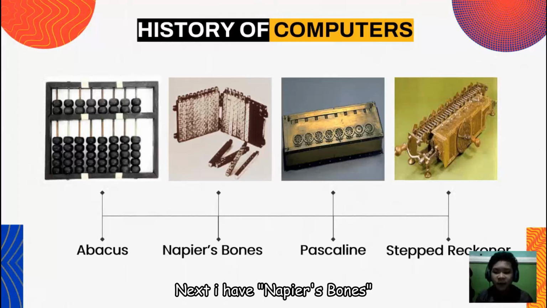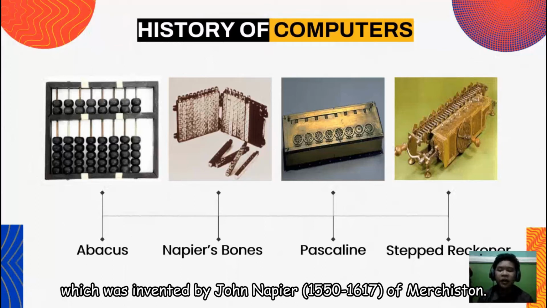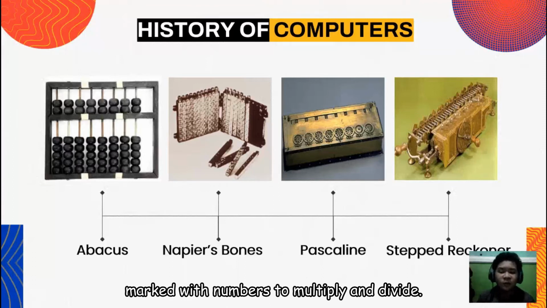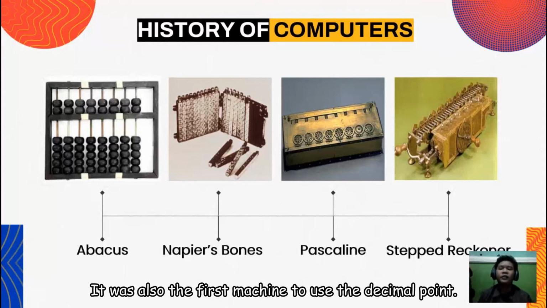Next, I have Napier's bones. It was a manually operated calculating device which was invented by John Napier of Merchiston. In this calculating tool, he used 9 different ivory strips or bones marked with numbers to multiply and divide. So the tool became known as Napier's bones. It was also the first computer to use the decimal point.